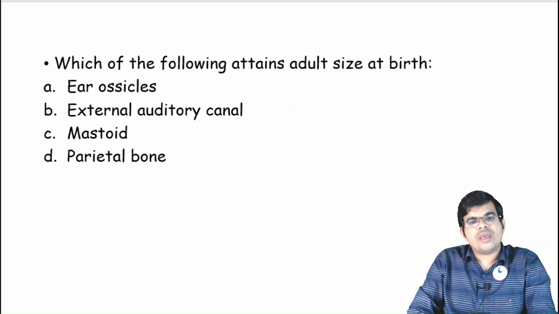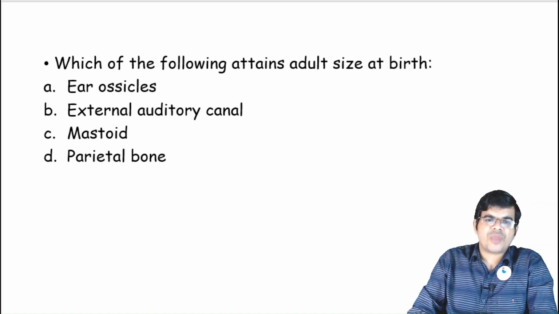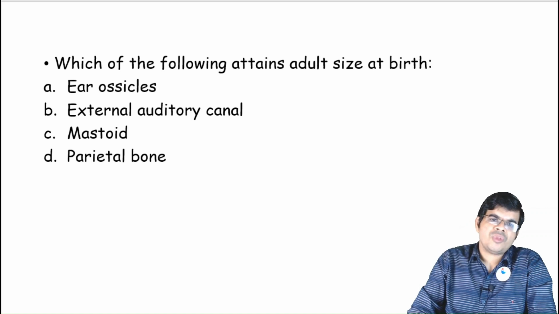Now coming to one of the questions that has been asked in the exams. Which of the following attains adult size at birth? Ear ossicles, external acoustic canal, mastoid, parietal bones. This is a tricky question. Why? Because in this question it is said mastoid.